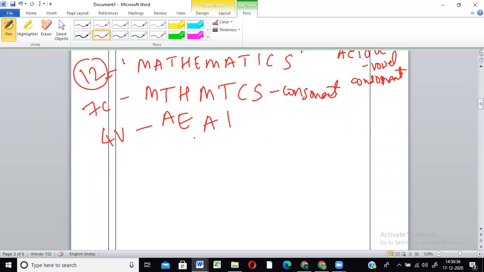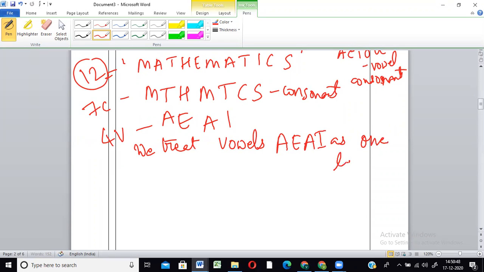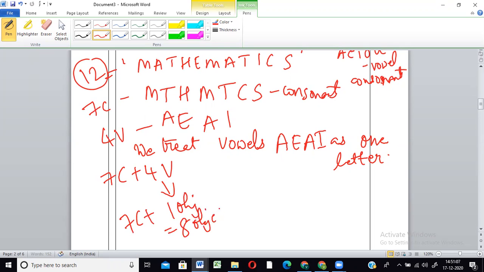So whenever we have such things, we will treat the vowels A, E, A, I as one letter. Okay. So when you're treating them as one letter, initially we had how many? 7 objects, right? 7 consonants plus 4 vowels. Now what are we doing? We're considering these 4 vowels as just one alphabet. So now we have 7 consonants plus 1 object. So in total we have 8 objects now, right?